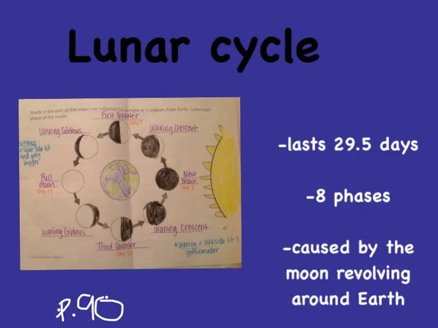Remember, there are 8 phases in our lunar cycle. To go through all 8 phases takes how long? About 30 days. And the phases are caused by the moon revolving around the earth and the different positions that they take depending on where the earth is and where the sun is.